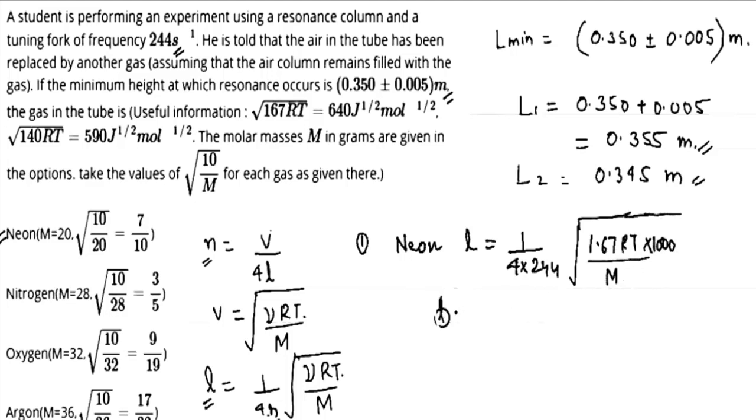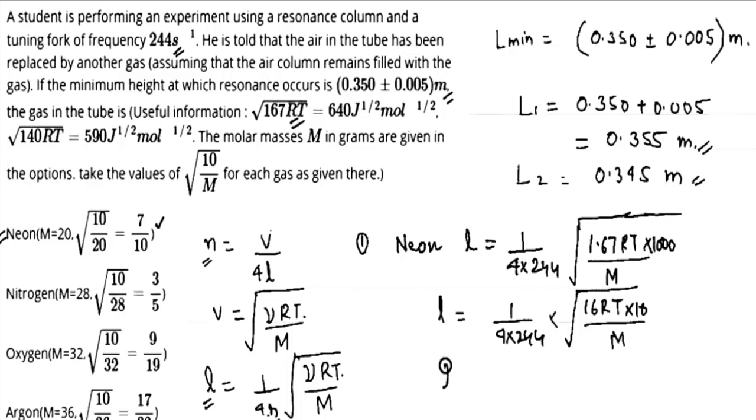So now let's see. We can write it like this: 1 upon 4 into 244 into under root 167 RT into 10 divided by M. Now you can see here we have been given the value of under root 167 RT equal to 640, and 10 by M we have to take equal to 7 by 10.